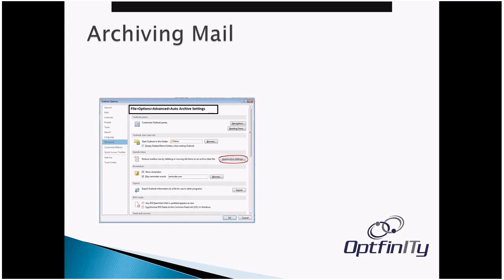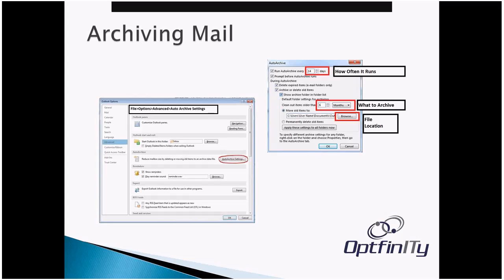But to do it in Outlook, you basically have an auto archive capability, which you can go to by going to File, Options, Advanced, and Auto Archive Settings. Once there, you can choose to run it, how often, where to put it, and what to archive. So I'll quickly demonstrate that.